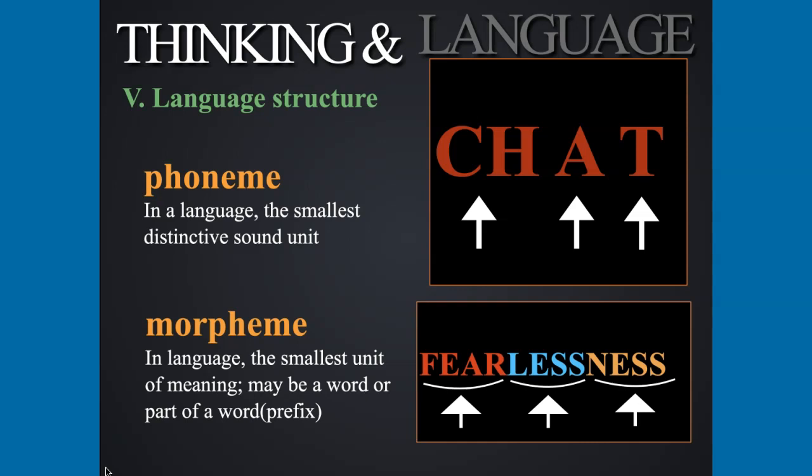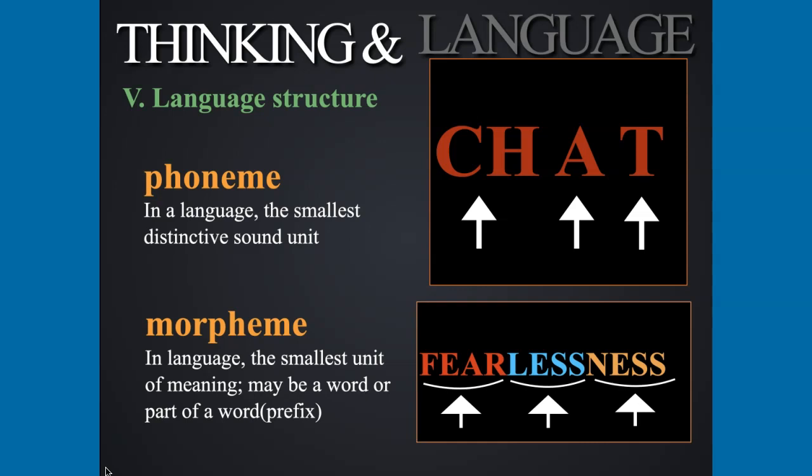Or you could take the word unbreakable. What's the root word there? Break. Un would be the prefix and able would be the suffix. So unbreakable would have three morphemes as well.